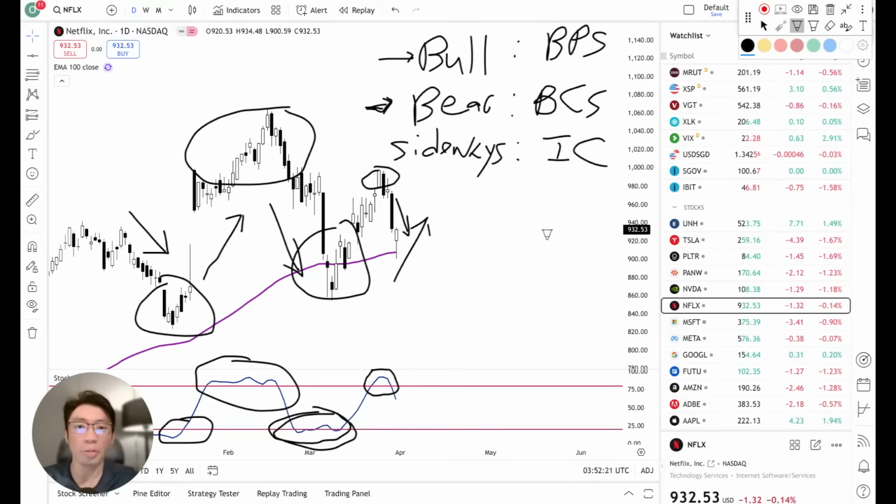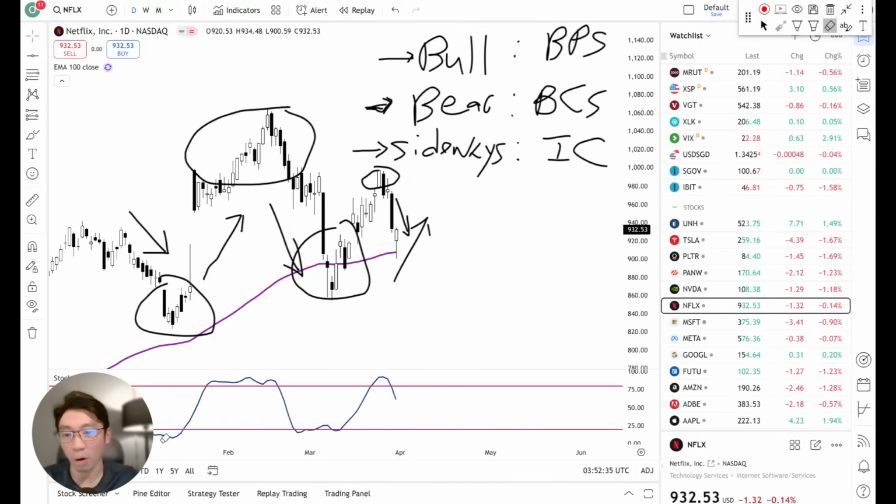Now, what about the one where the market is going sideways? How do you identify when the market is going sideways? Well, again, a very simple way is to just use this stochastic oscillator. Basically, whenever the market is not overbought or oversold, then you can consider putting on the iron condor.